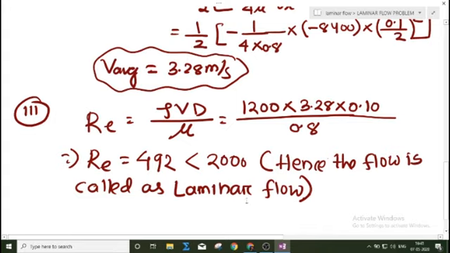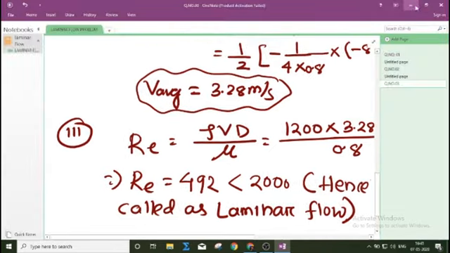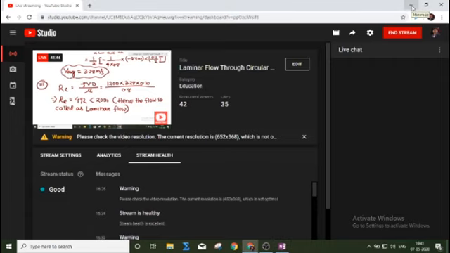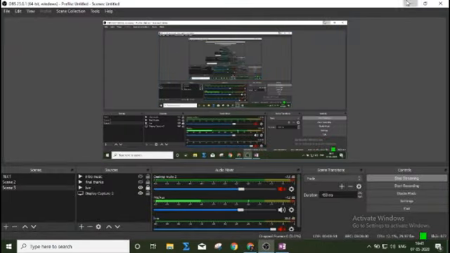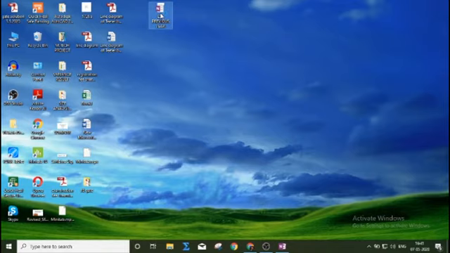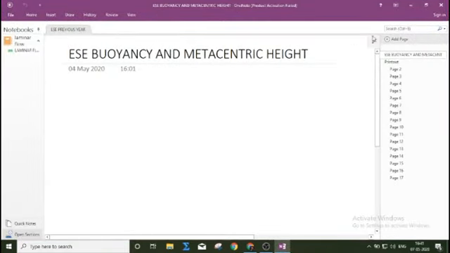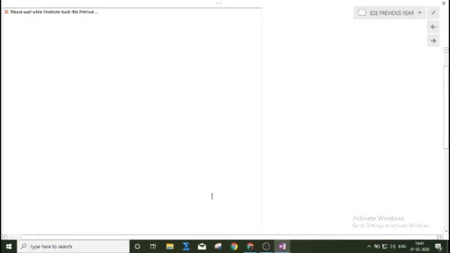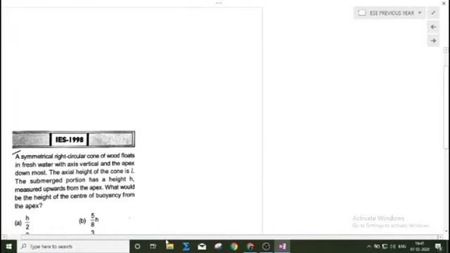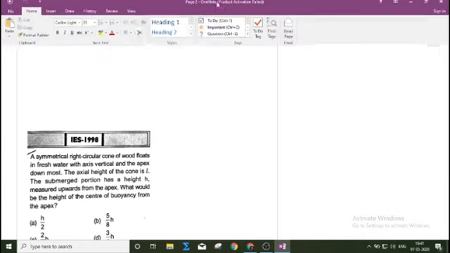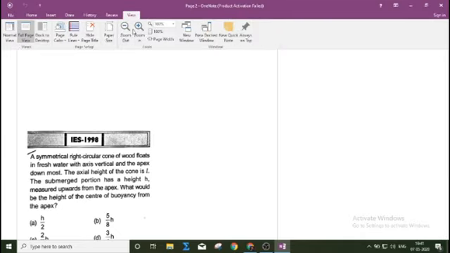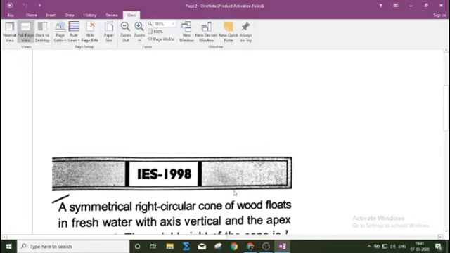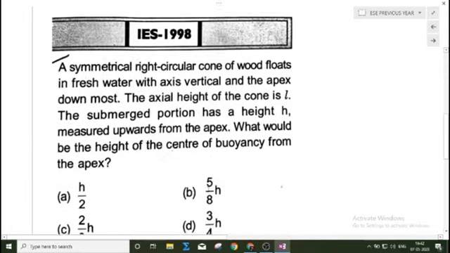Now we will solve some engineering service problems. That's how 2-3 problems we will solve. So this is the first numerical for us today.